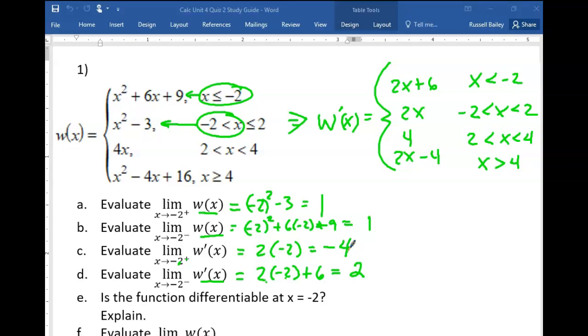So now that brings us to question E. Is the function differentiable at -2? And the answer is no. The reason it's not is because the slopes from the left and right are not the same. So how you would write that is you would say because the limit as we approach -2 from the right of w prime of x is not equal to the limit as we approach -2 from the left of w prime of x. Okay? All right, let's continue.